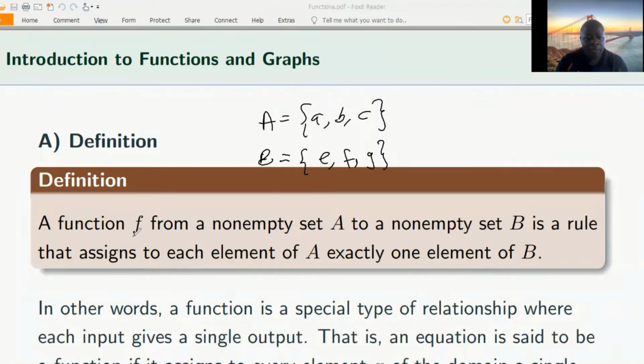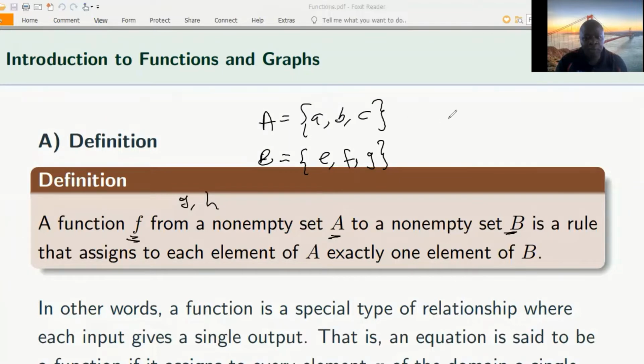And as I've said, I'm using small letters f, g, h, and so on to denote functions, and I'm using capital letters to denote sets, for instance set A, set B, and so on. What is very important about the definition is that every element in A must be assigned to an element in B, just one element. If that happens, then f is said to be a function.